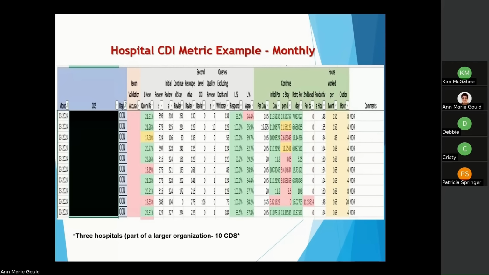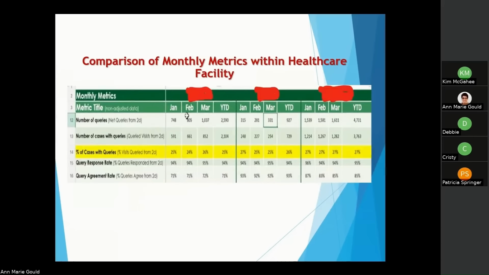So it's really interesting to see how different facilities have different metrics, right? And that's the key here. That's what I'm trying to show you with all this data: there's a comparison of monthly metrics within a healthcare facility. So these were monthly, and they looked at the number of queries, number of cases with queries, the percentage of cases with queries, query response, and query agreement rate. They looked at a 3-month period, so they looked at it quarterly at this particular facility.